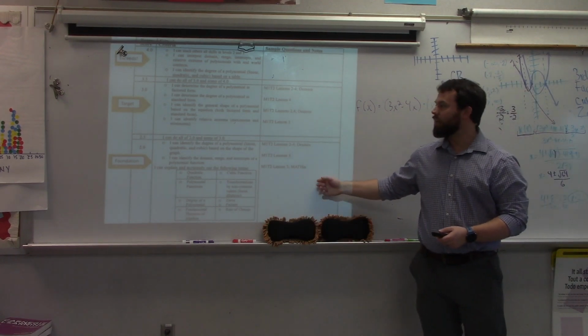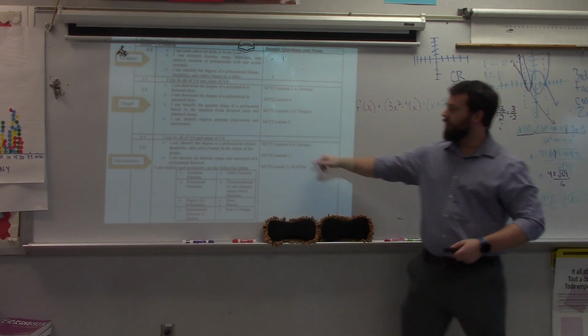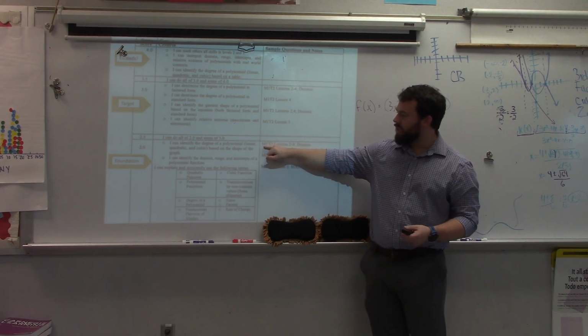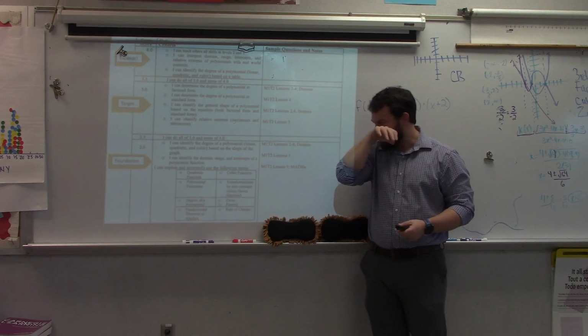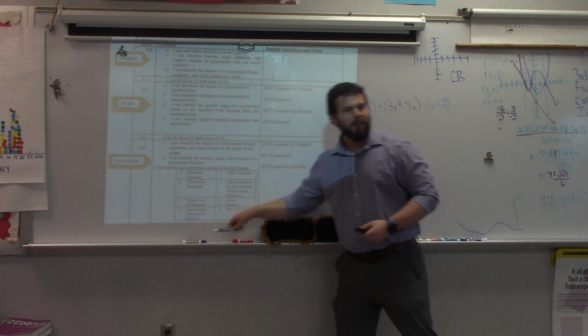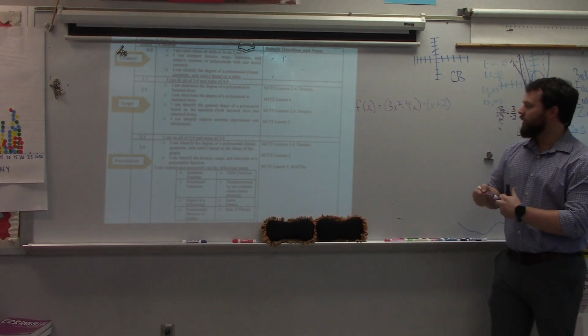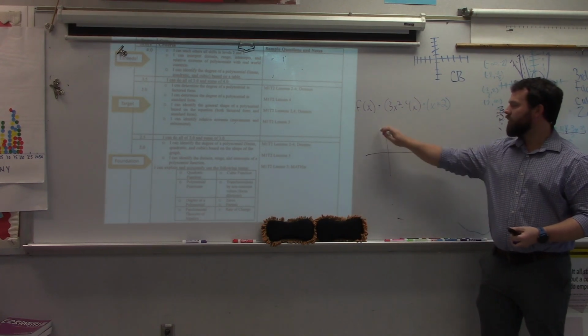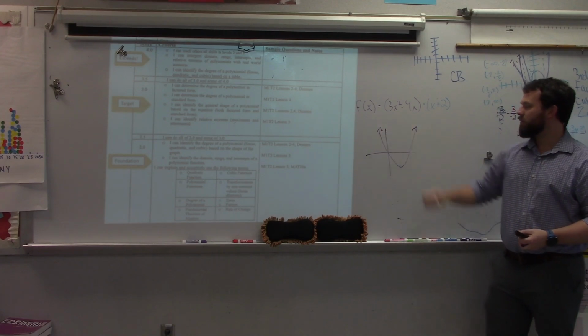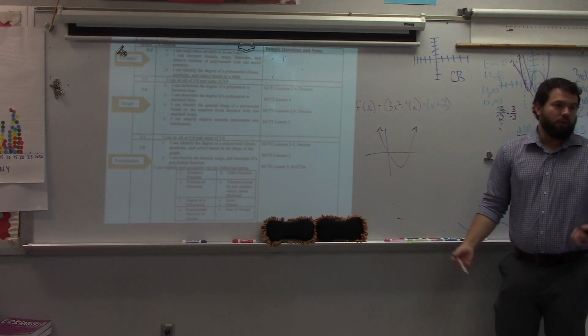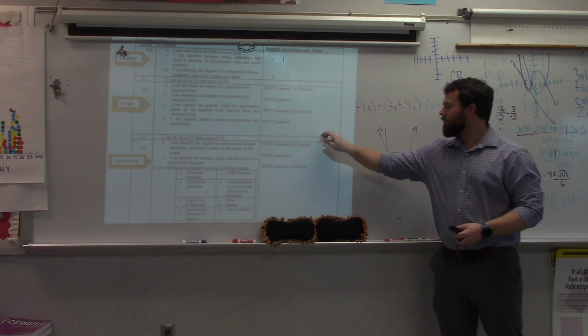So remember, this is the analyzing things. Have we talked about identifying the degree based on the shape? Yeah. Some. I mean, we have, but we haven't spent a lot on it. But look at it. What would the degree of this be? Second degree. It's quadratic, so it's second degree, right?